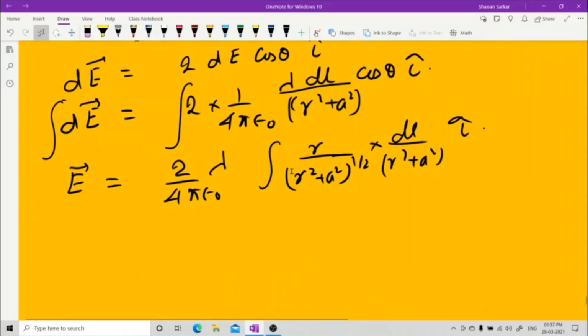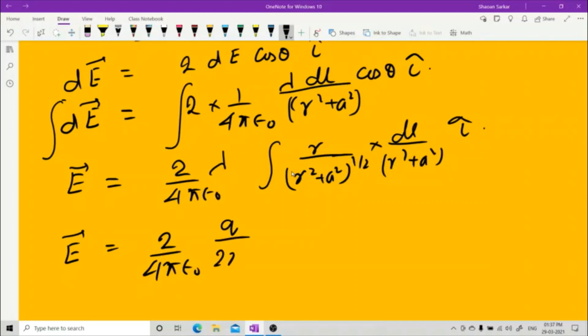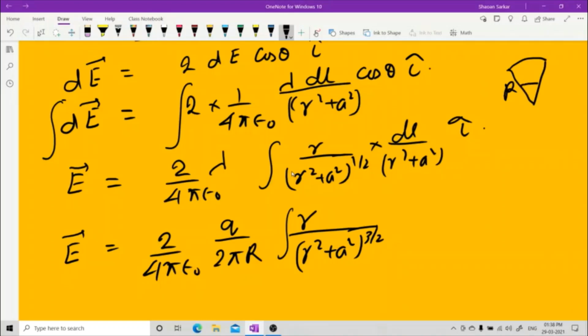Now wait a minute, before I do the integration, I'll tell you what to do. E is equal to 2 by 4 pi epsilon naught. Lambda, I told you, is nothing but Q by 2 pi R. Keep this in your mind. Let this R come out, no problem if you don't take it out, over r square plus a square to the power of 3 by 2. Now dl is what? I am talking about this much dl. This is your R, and this is d theta. So you can write dl as R d theta.